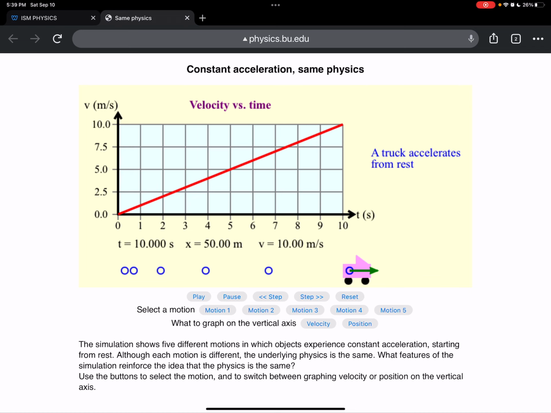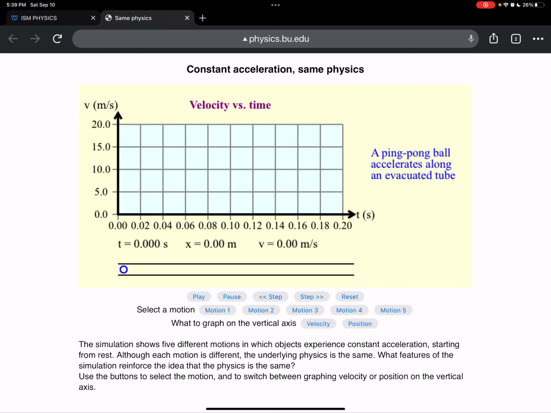And then finally, you'll have to remember to tell me this in class. Yes, a ping pong ball accelerates along an evacuated tube. What? You can't be serious. Yes, I'm totally serious. The first person to mention ping pong ball cannon in class on Monday gets a cookie. A cookie. Yes, ping pong ball cannon physics.